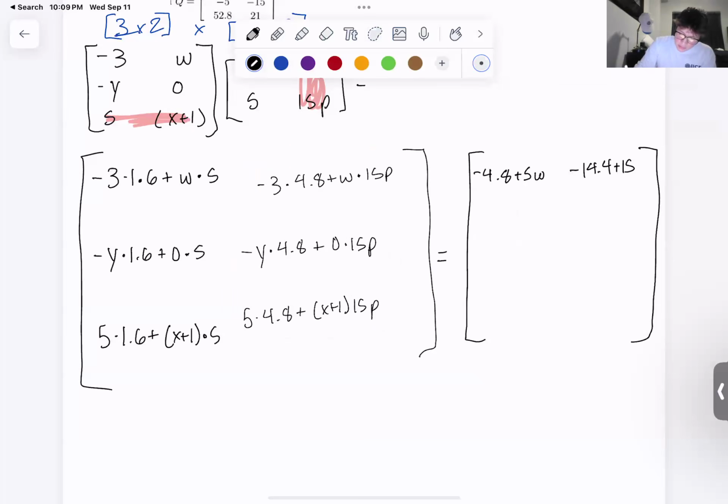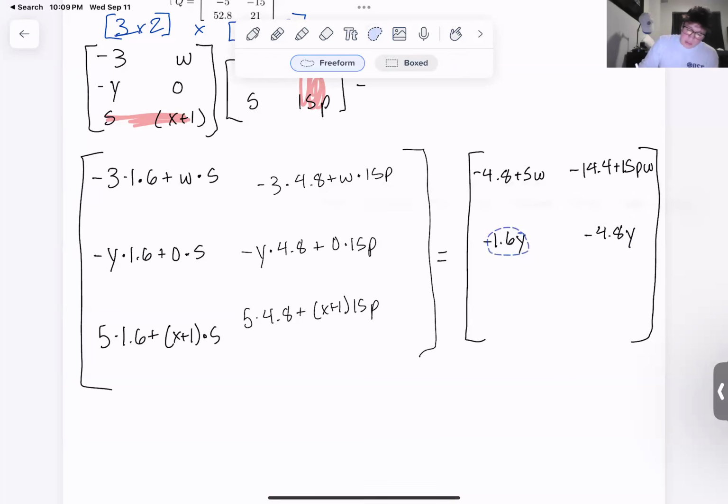-14.4 plus 15PW. The second one is going to be -1.6y plus 0 times 5. Well, 0 times 5 is just 0. -y times 4.8, -4.8y plus 0 times 15p. That's just 0, so it doesn't really matter if I write it.